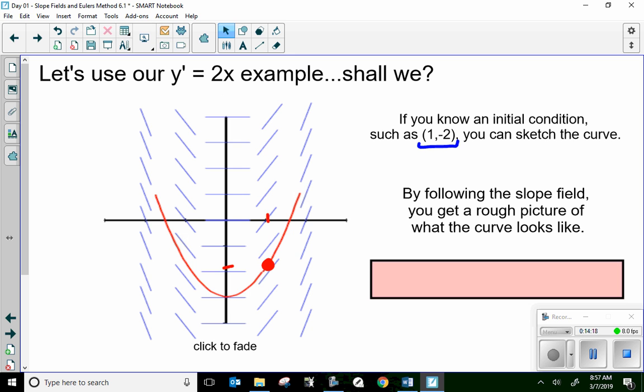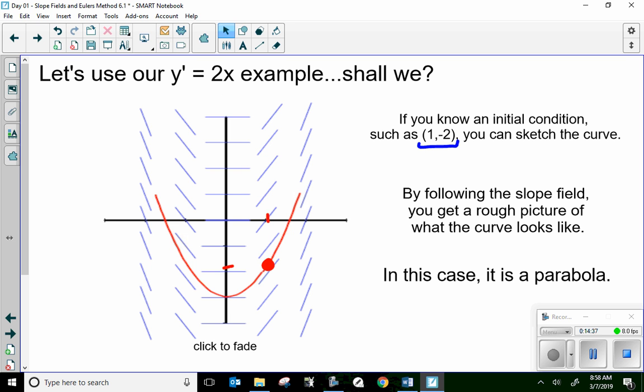I know exactly where that is. There's no doubt in my mind that the parabola's vertex isn't above the x-axis because it has to go through that point that's below right there at (2, 1), and then follow how the slope goes, all right? Now, by following the slope field, you get a rough picture of what the curve looks like. In this case, it's a parabola, okay?